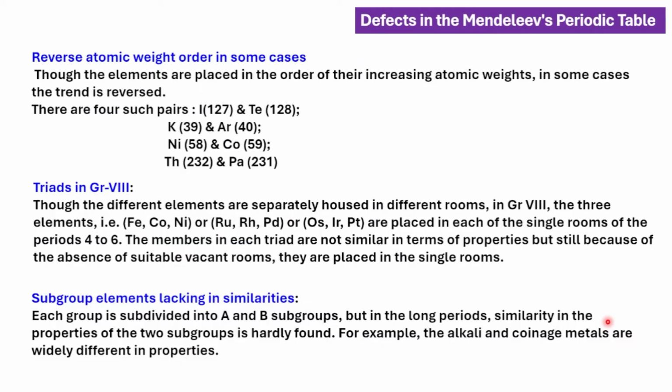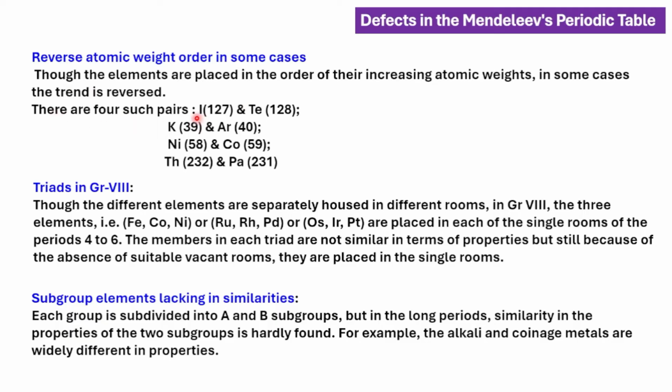So we have discussed the importance of Mendeleev's periodic table. Now we are going to discuss the defects in Mendeleev's periodic table. Each coin has its two sides, right? For example, reverse atomic weight order in some cases was observed in Mendeleev's periodic table. Though the elements are placed in the order of their increasing atomic weights, in some cases the trend is reversed. There are four such pairs.